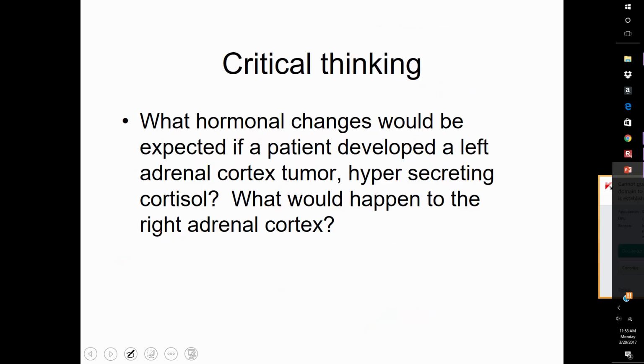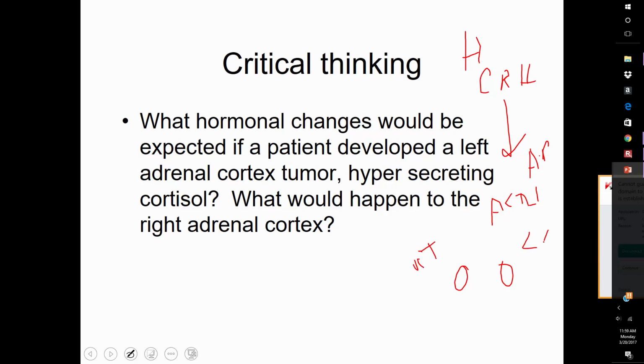So, what hormonal changes would be expected if a patient developed a left adrenal tumor hypersecreting cortisol? What would happen to the right adrenal cortex? Well, you have your hypothalamus that's going to produce CRH. That goes down to your anterior pituitary, which produces ACTH. And we have a right and a left. So I'm going to say this is the right, and it's from the patient's perspective.